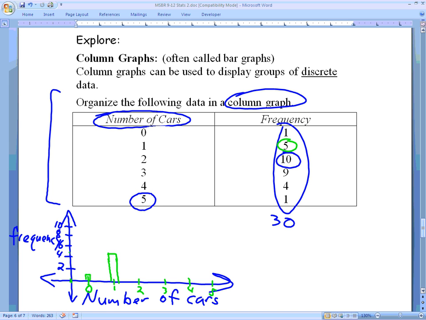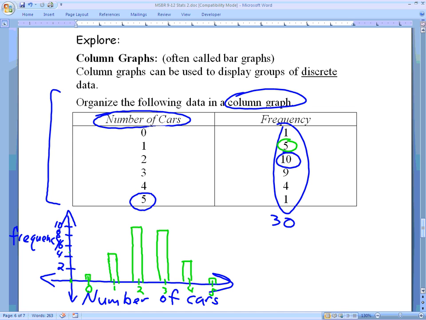And then we've got 10 people with 2 cars, and that was right here at the top of my scale. And then so on and so forth. For 3, we had 9, so just a smidge below the 10 here. And for 4, we had 4, which should be right around here. And then people owning 5 cars, again, we go back down to just 1. And that, ladies and gentlemen, is a column graph, again, often referred to as a bar graph, but IB will always call it a column graph.